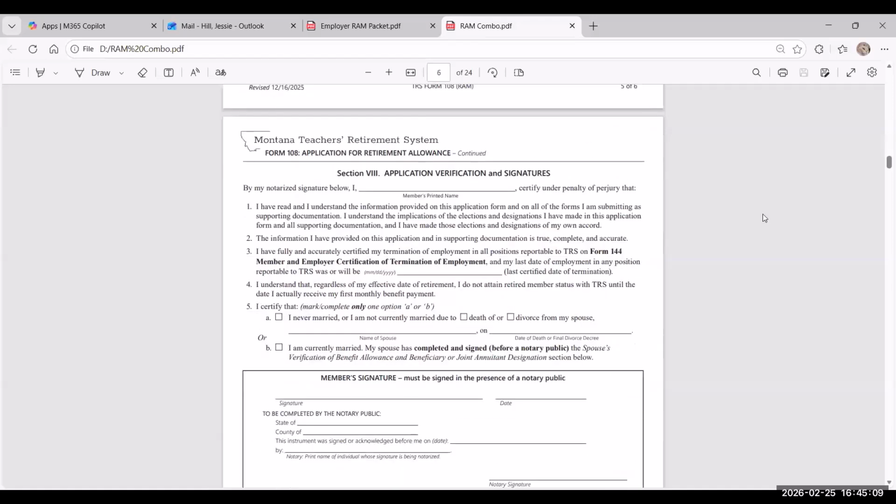Moving on to the final page of Form 108, this is the verification and signature page. They are required to print their name at the top, certifying that they have read and they understand all the information and everything provided to us is accurate. They have to populate in number 3 their last day of termination, and that generally is going to be the last day of school.